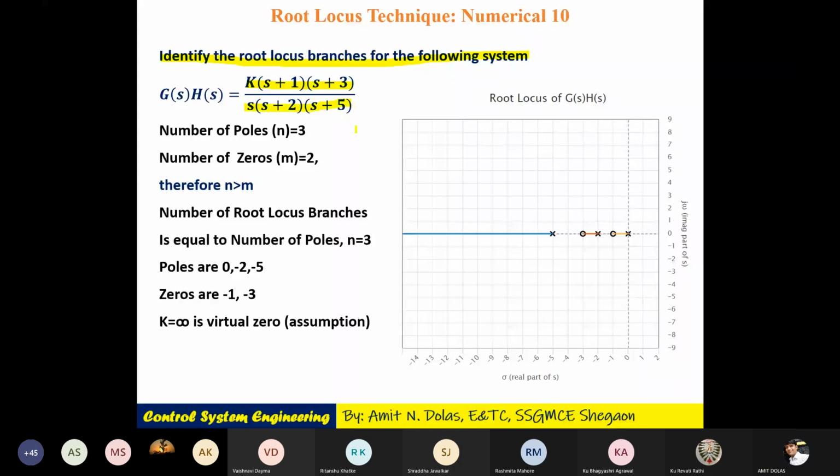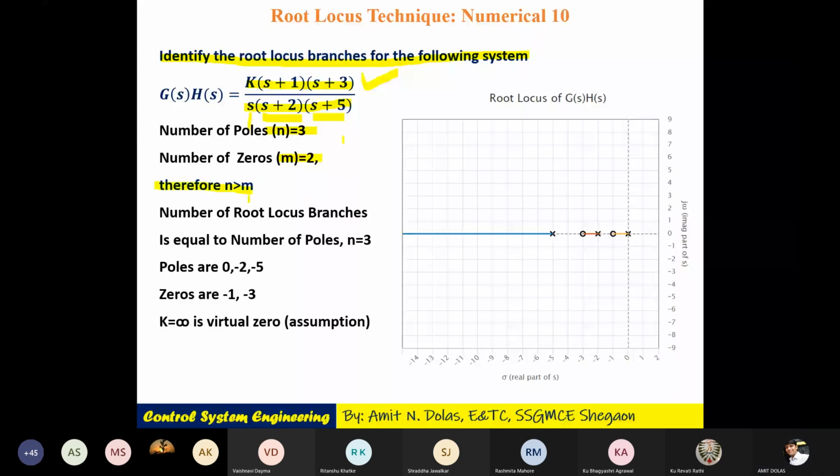Let's see the numerator term. How many zeros? Can you reply quickly? How many zeros? 2. How many poles? One is at s equal to 0, one is at s equal to minus 2, and one is at s equal to minus 5. So the number of poles is 3. Always those number of branches are available. Therefore, the number of root locus branches is equal to the number of poles.